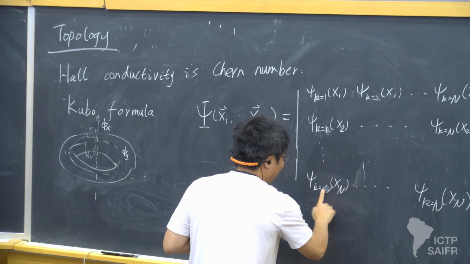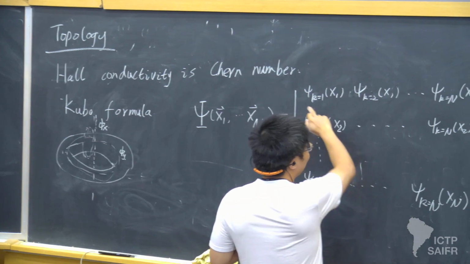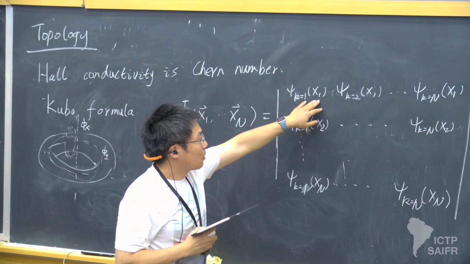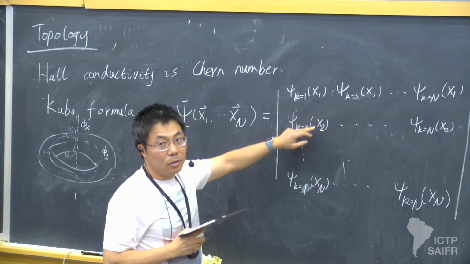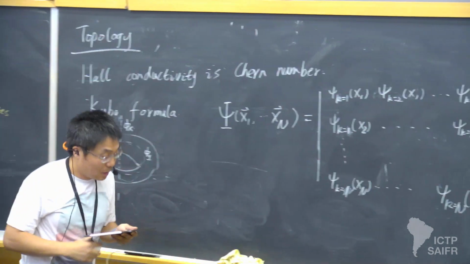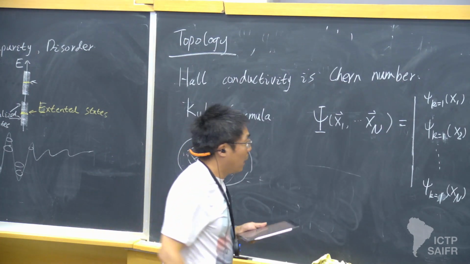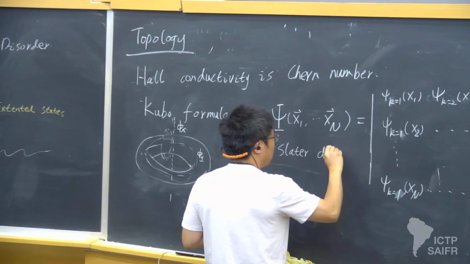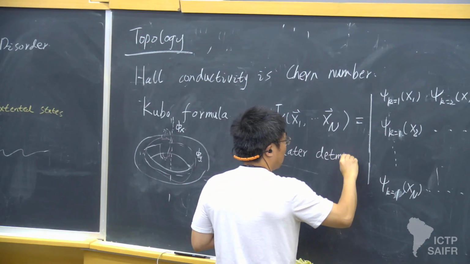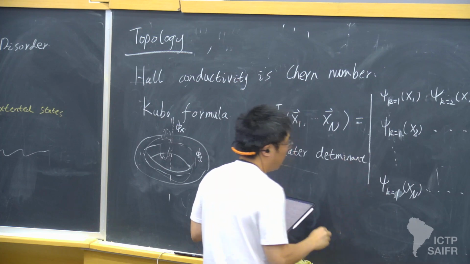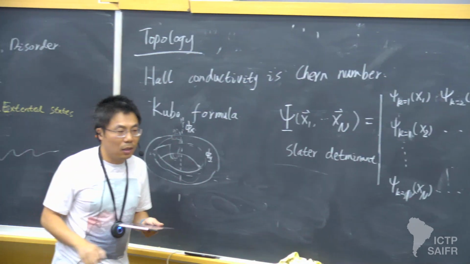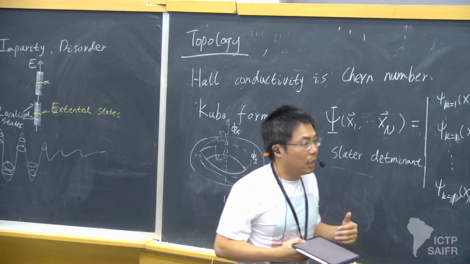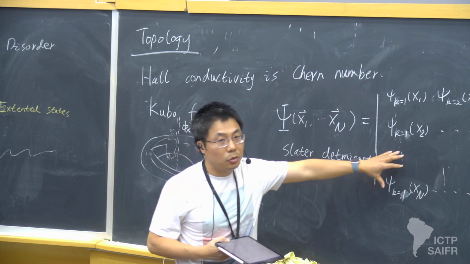It's always from 1 to n, and then for the first row, for the coordinates, we choose x1, x2, and so on. Right? Thanks. So it's called a Slater determinant. That's for non-interacting particles, fermions. If you consider, let's say, n non-interacting fermions, then their wave function would always look like this.